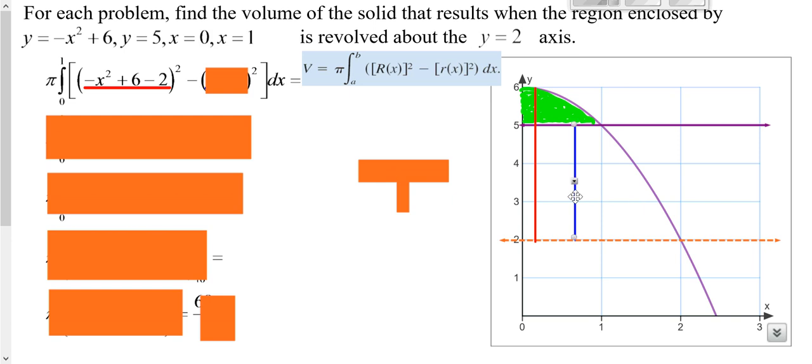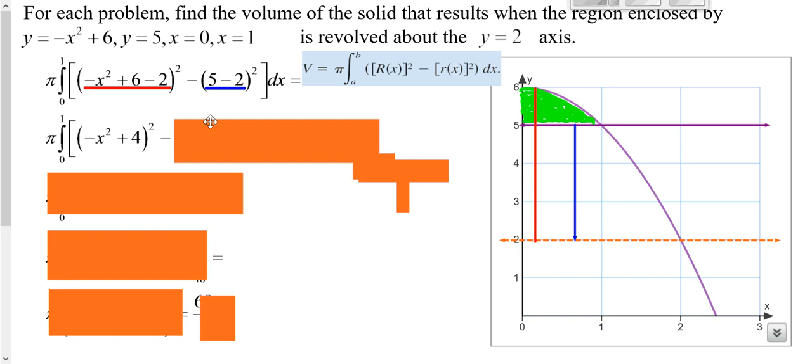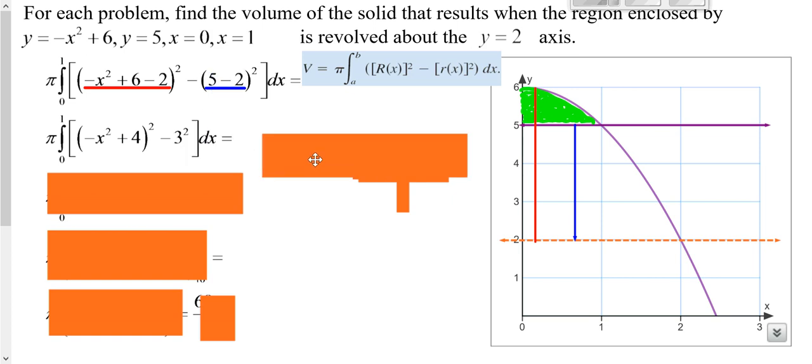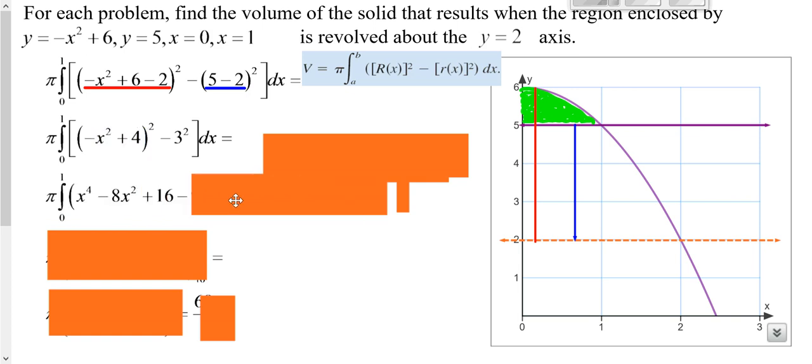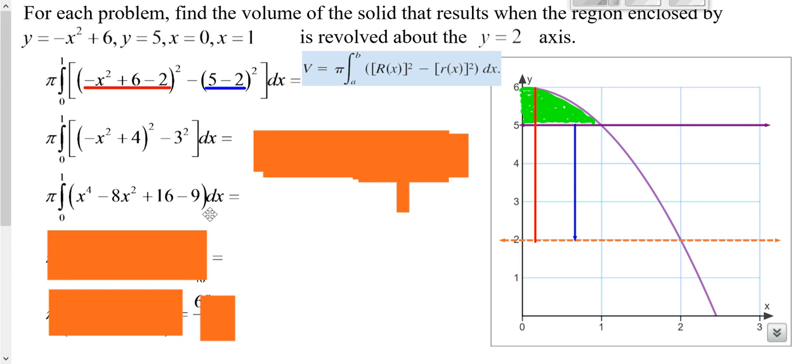Then we'd have to do our inner radius, which is where the unshaded region is, which goes from our line of 5 to our line of 2, so it'd be 5 minus 2. And then we'd have to square that because we're dealing with washers. So when we look at the inside here, we can simplify that. Well, that's pretty easy to integrate. We just have to FOIL this out. Still with our 9 being subtracted.